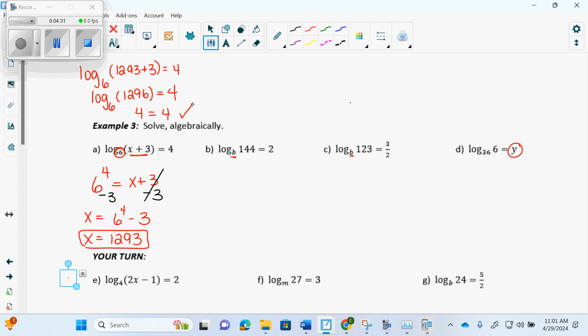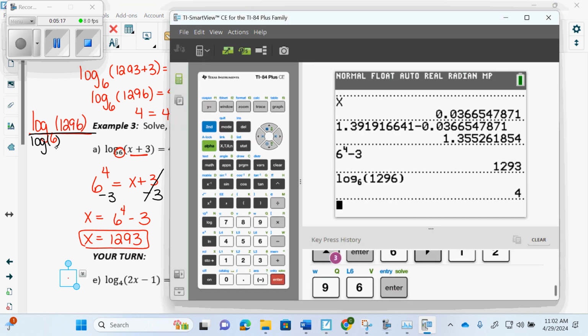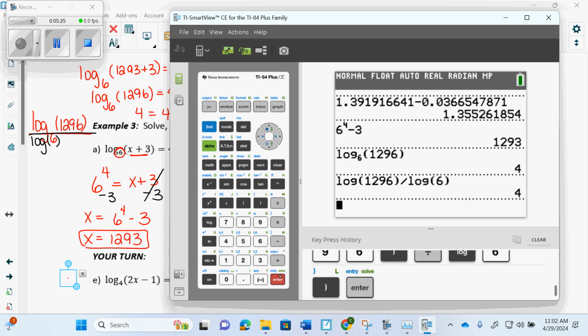You don't have the A button because you have a TI-83 or a pretend TI-84 that looks like a TI-84 but functions like a TI-83. You have to type it in like this. The new ones you can type in like this too, but the old ones you have to type it in this way. Every calculator will work this way, but TI-83s have to do it this way. So you'd have to go log 1,296 and then you basically draw a line and then divided by log 6. That's how you're going to have to type it in. And the log button is just on the side. So you'll go log 1,296 divided by log 6. Same answer.